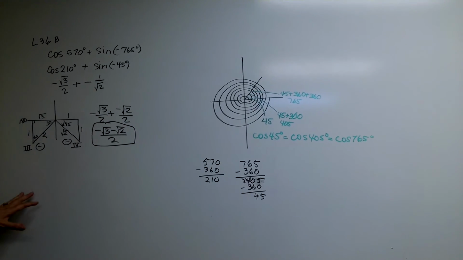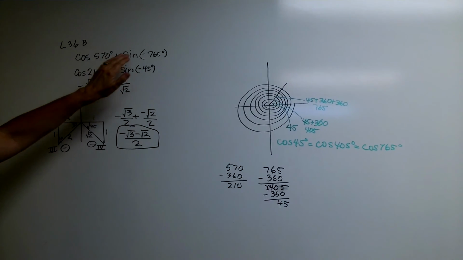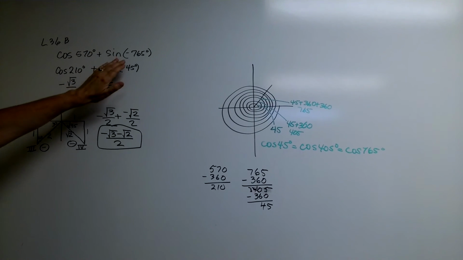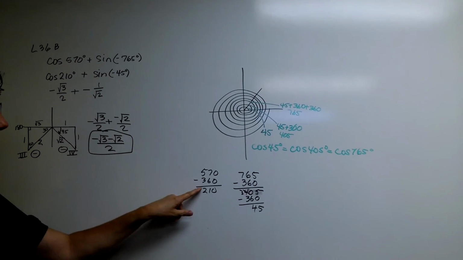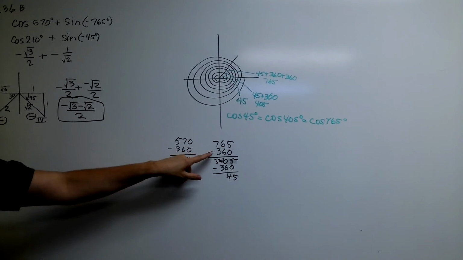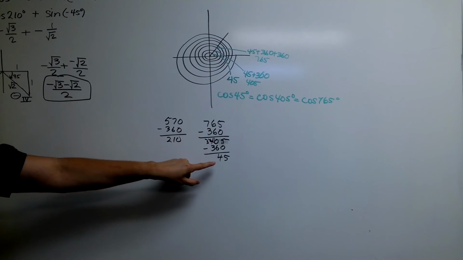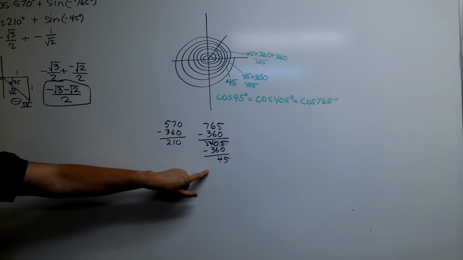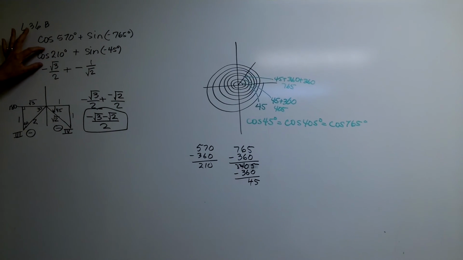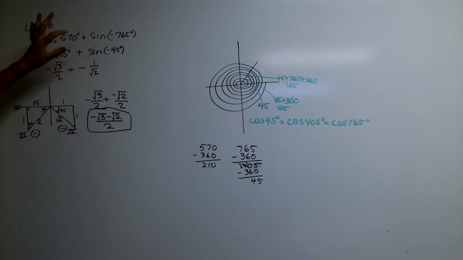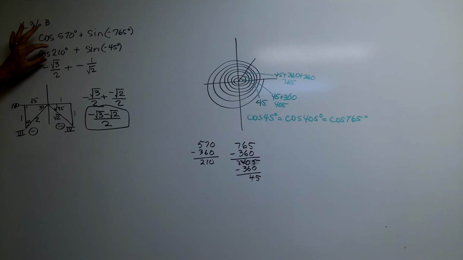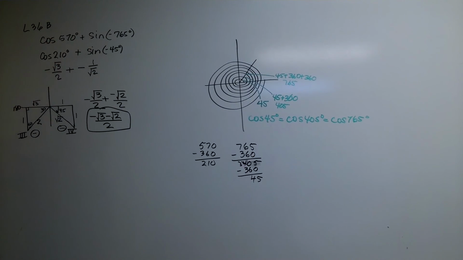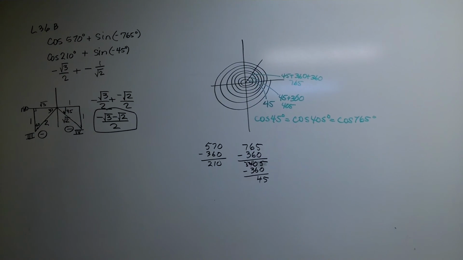So again, if your angle is more than 360 degrees, we're going to reduce it by 360 as many times as we need to get to an angle between 0 and 360, and then we know that the cosine and the sines are the same for those smaller angles, and we're going to work them the way we've been.